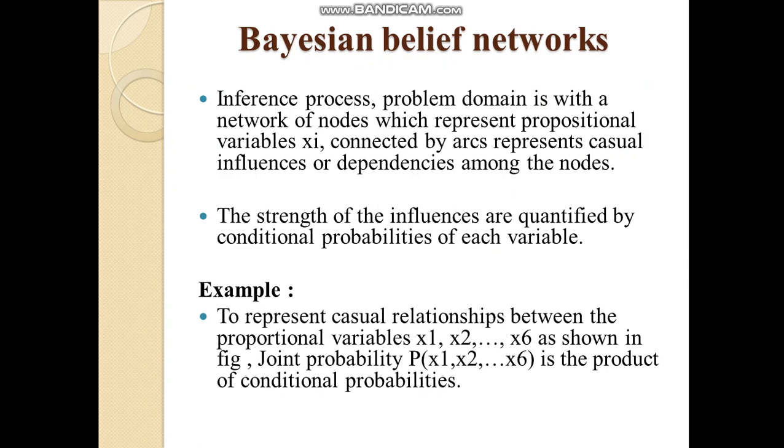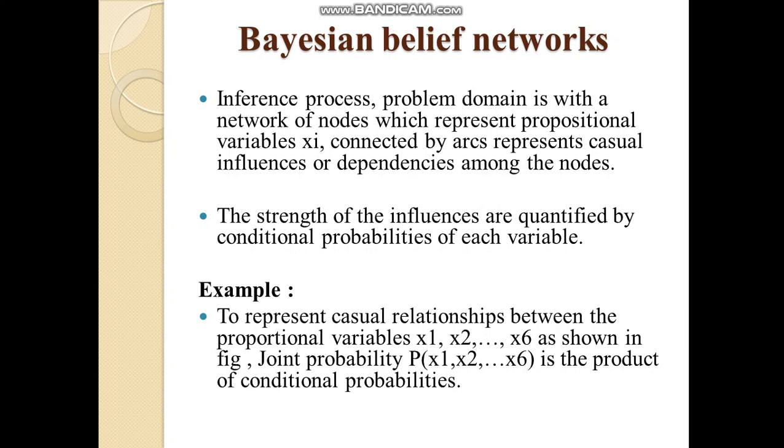Bayesian belief networks. In the inference process, the problem domain is represented with a network of nodes which represent propositional variables xi, connected by arcs that represent the causal influences or dependencies among the nodes. The strength of the influences is quantified by conditional probabilities of each variable.